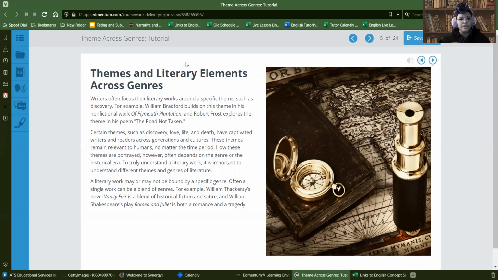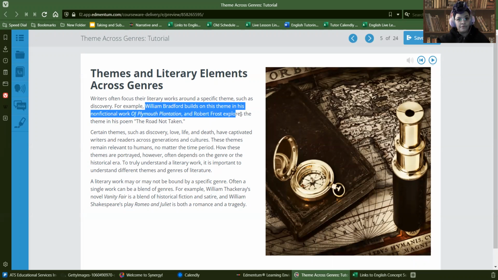So they talk about themes and they give you an example of one: discovery, finding something new, realizing something new about yourself. That's a theme. Now, they give you an example. William Bradford builds on the theme of discovery in his non-fictional work of On Plymouth Plantation, and Robert Frost explores the theme discovery in his poem, The Road Not Taken.